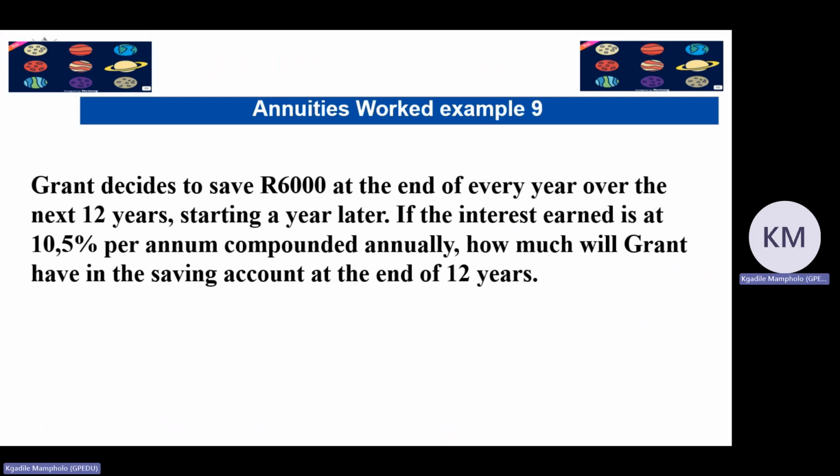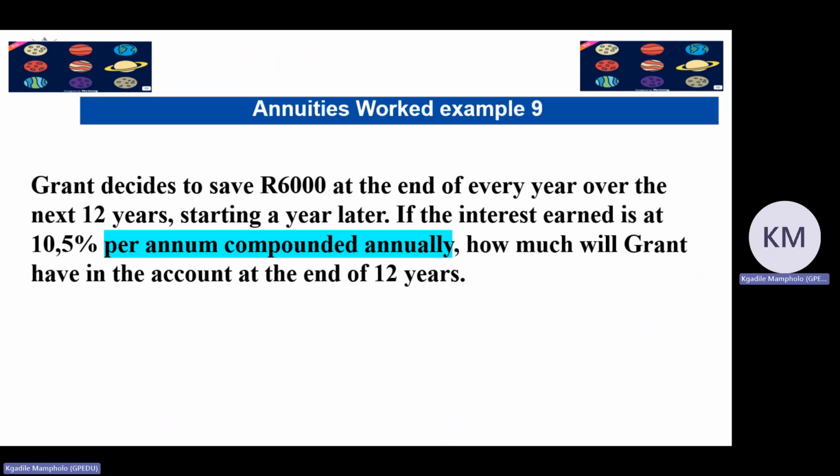Now, Grant decides to save 6,000 at the end of every year over the next 12 years, starting a year later. If the interest earned is at 10.5% per annum compounded annually, how much will Grant have in the savings account at the end of 12 years?